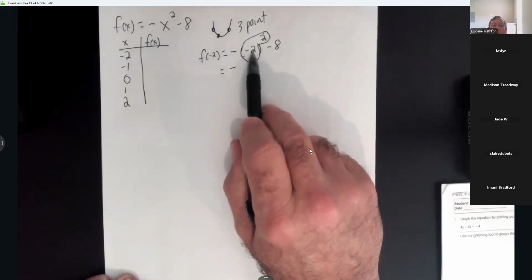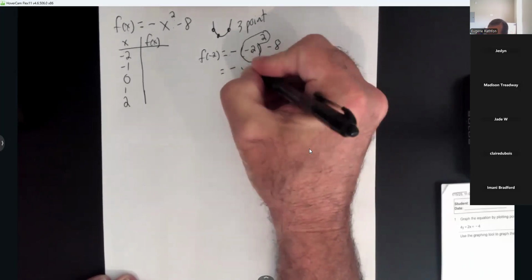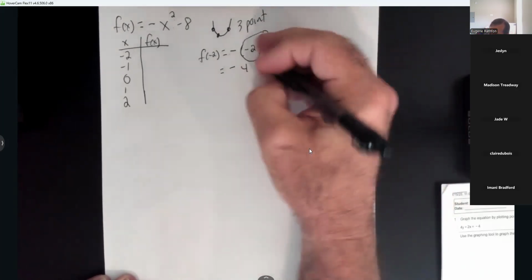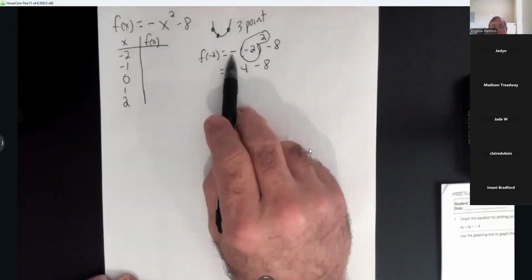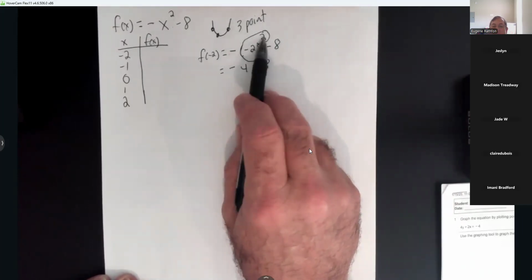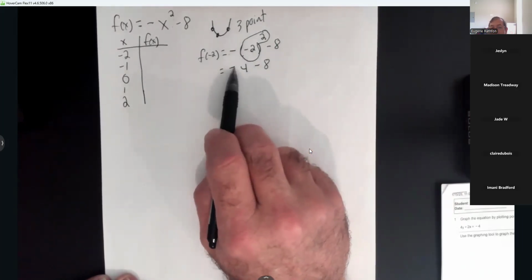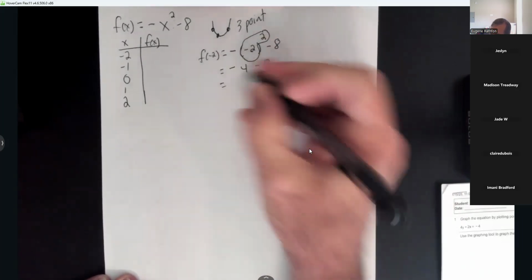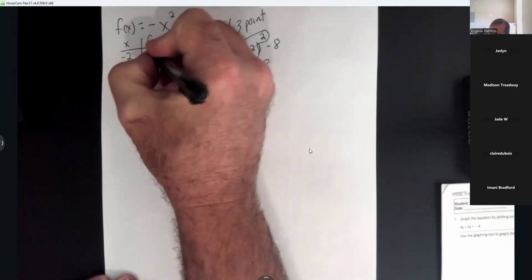Then you're going to do negative 2 times negative 2, which makes that a 4. And then at the end is a minus 8. So with this negative here, since this one's being squared, you really got 3 negatives here, and it's going to keep that negative, okay? And then negative 4 minus 8 is negative 12.